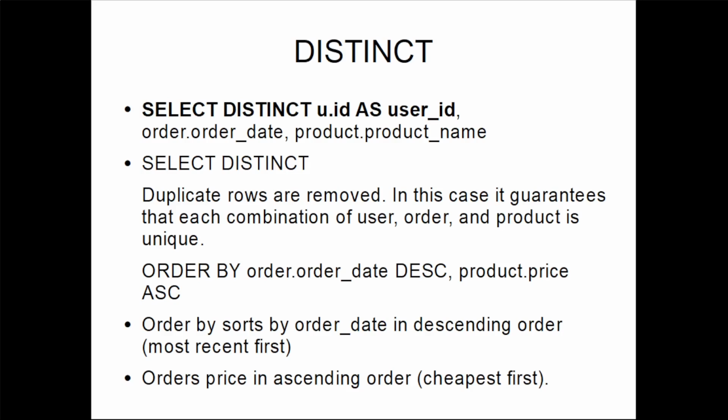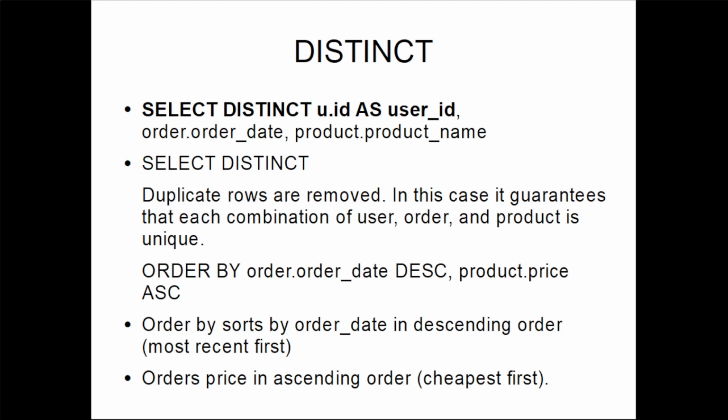Select distinct. Let us take a look at the following example. SELECT DISTINCT user.id AS user_id, order.order_date, product.product_name. Select distinct removes duplicate rows. In this case it guarantees that each combination of user, order, and product is unique. In this example we use the distinct keyword to ensure that there are no duplicate rows in the result.